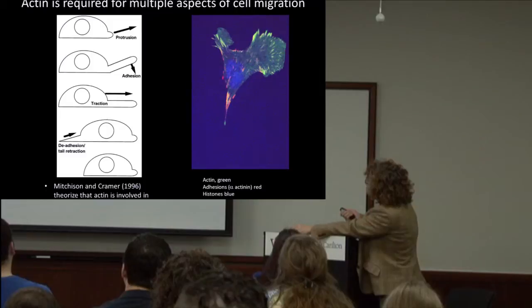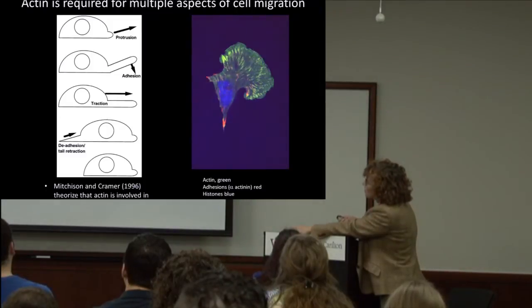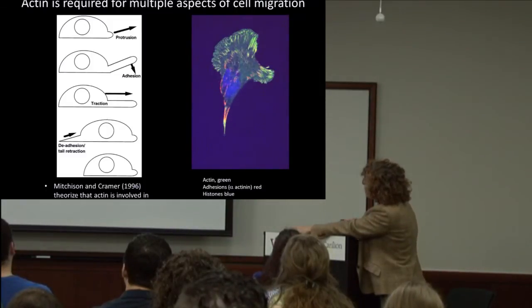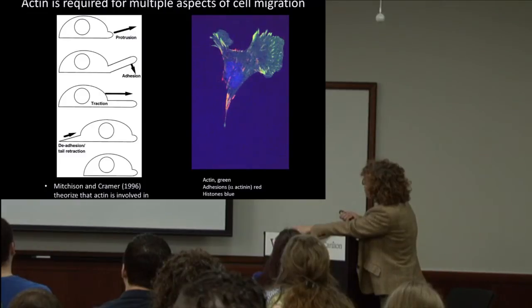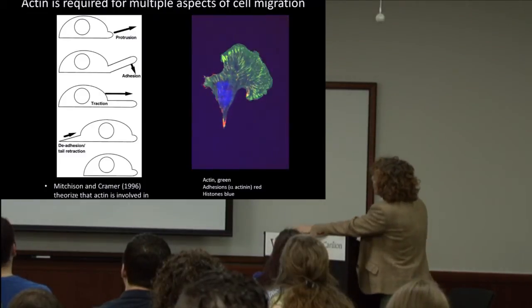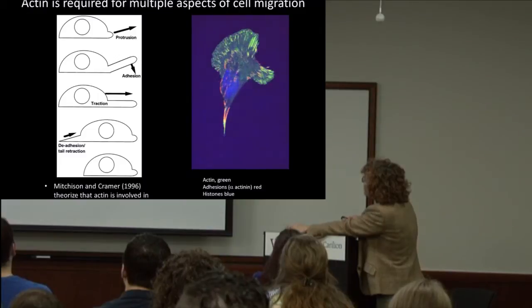And this cartoon, this is an actual cell doing what that cartoon was drawn after, and the markers, you see the nucleus in blue with a histone, that's actually a far red tag.